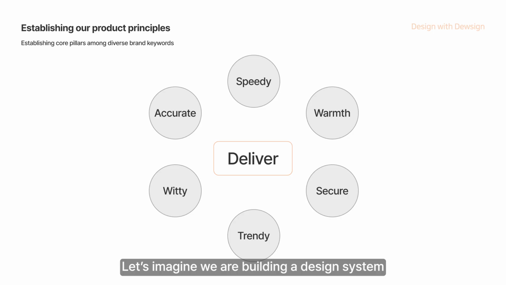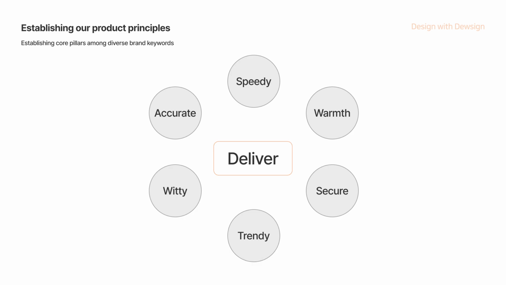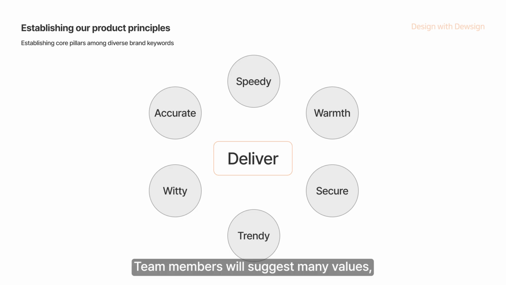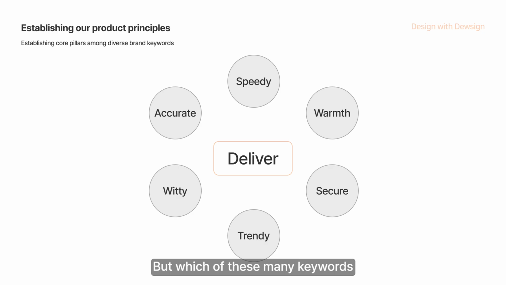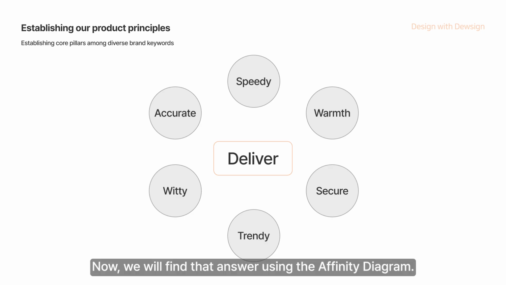Let's imagine we are building a design system for a fictional delivery app, Deliver. Team members will suggest many values, such as being speedy, warmth, or trendy. But which of these many keywords should be the core pillar of our design system? Now, we will find that answer using the affinity diagram.